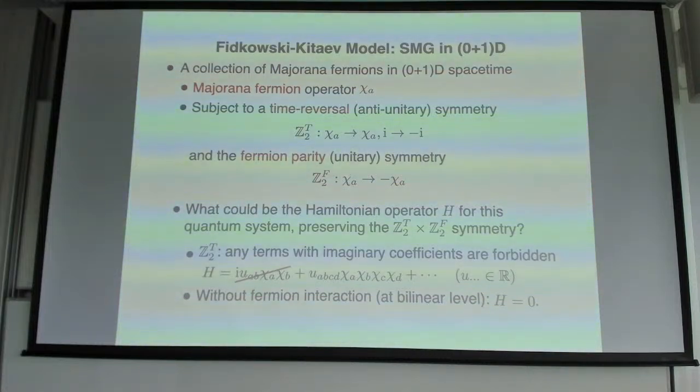And then you also want the Hamiltonian to respect the time reversal symmetry. But the time reversal symmetry does nothing to the fermion operator. It just takes i to minus i. So every term that comes with an imaginary coefficient will be ruled out by the time reversal symmetry, for example, the bilinear term. So if you consider a fermion system without any interaction, then you also don't have these 4 fermion and higher fermion terms. Then the Hamiltonian is very simple, actually. The Hamiltonian is just 0. You can't write down anything meaningful that respects both of the symmetries.